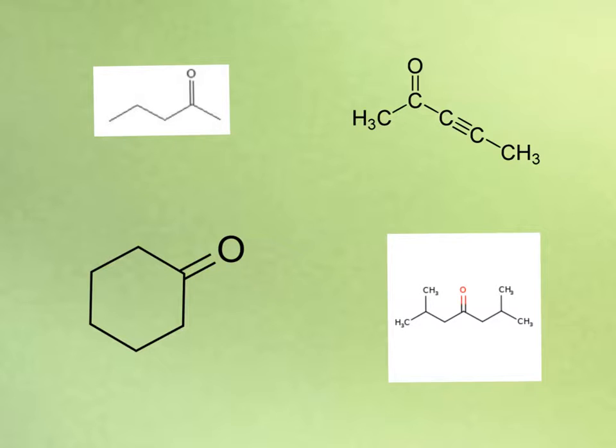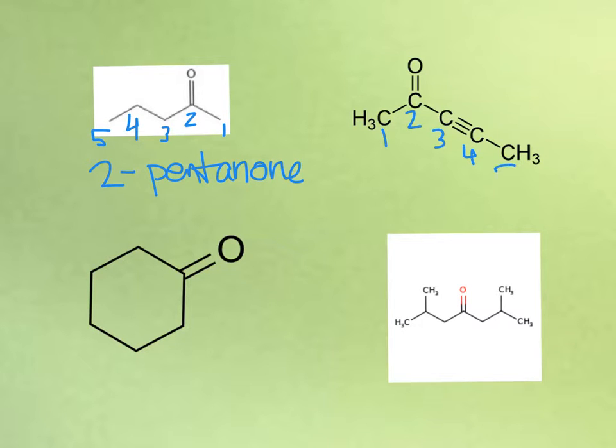In the upper left, we have the 1, 2, 3, 4, 5. So this is a pent. It's all single bonds, so it's pentane. We're going to change the ending to pentanone, and we're going to tell people that the carbonyl group is on the second carbon, so 2-pentanone. Moving on to the right, we're going to number this 1, 2, no, excuse me, that's backwards. We're going to number this 1, 2, 3, 4, 5. So this is a 5-carbon chain, so it's pent.